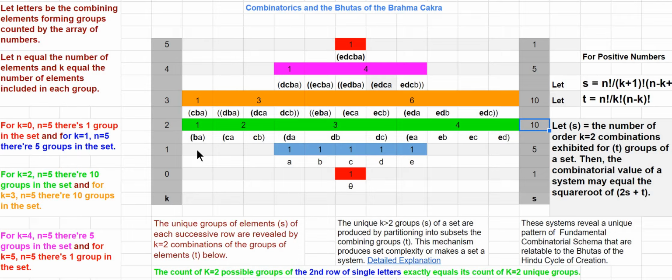These have been partitioned into a group beginning with B, 1, a group beginning with C, 2, a subset beginning with D, 3, and a subset beginning with E, and there are 4.